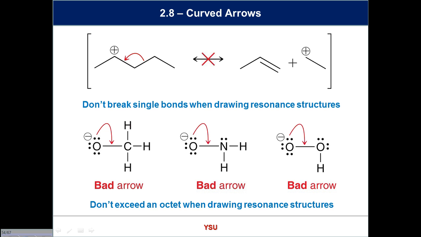This thing is a rule. It is a fundamental principle here of chemistry. We're not going to be breaking anything. We're not going to be giving any of our elements 10 electrons. So if I think about this, why is this not a good arrow?